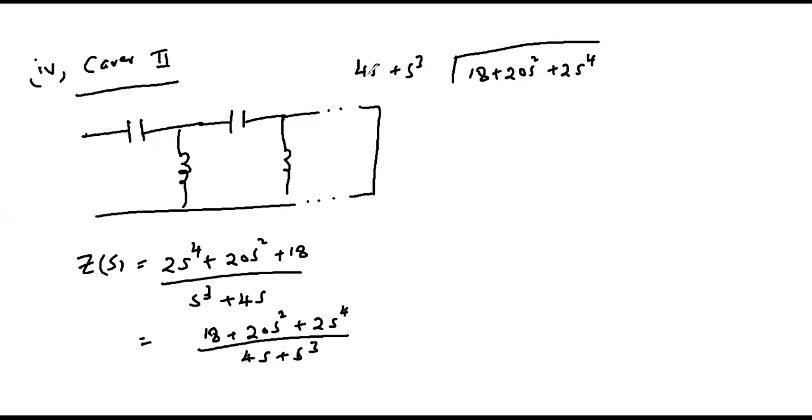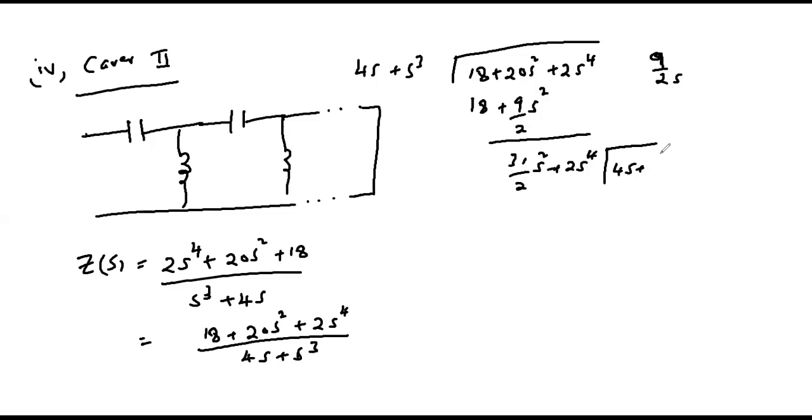We want 18 from 4s. To get 18 from 4s, we need to multiply this by 9 over 2s. So 9 over 2s multiplied by 4s will give us 18. This will give us 18 plus 9/2 s^2. And the difference will be 40 minus 9, which is 31 over 2 s^2, plus 2s^4. And we divide this into 4s plus s^3.